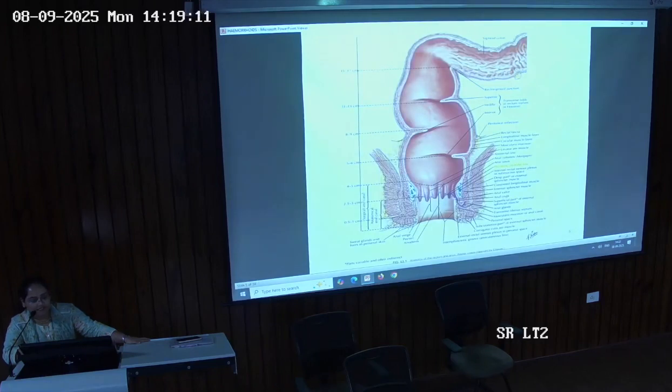This is the pectinate line. Above the pectinate line there is sympathetic autonomic nerve supply, and below the pectinate line there is nerve supply by pudendal nerve. So any hemorrhoids which occur above the dentate line are internal hemorrhoids, which in most of the cases are painless. Where the hemorrhoids occur below the dentate line, they occur with painful clinical features.